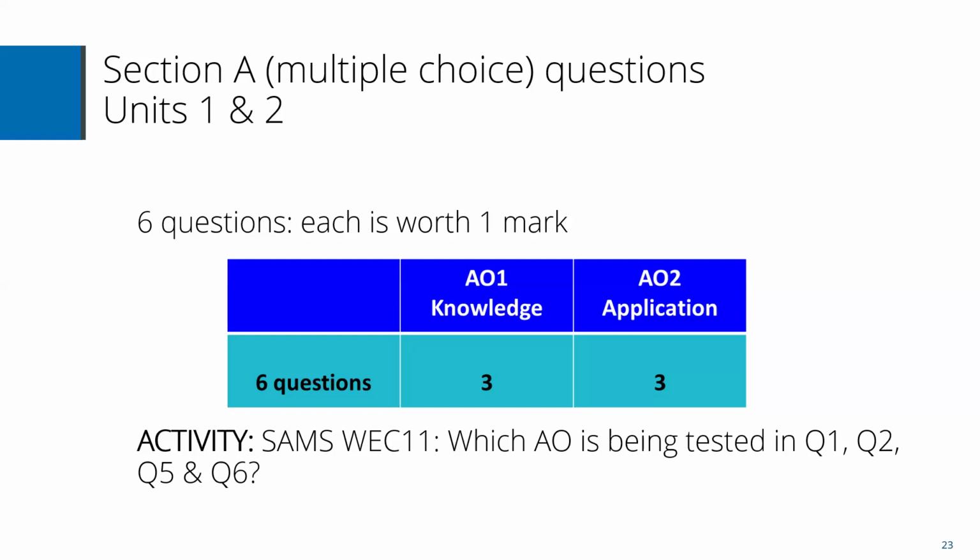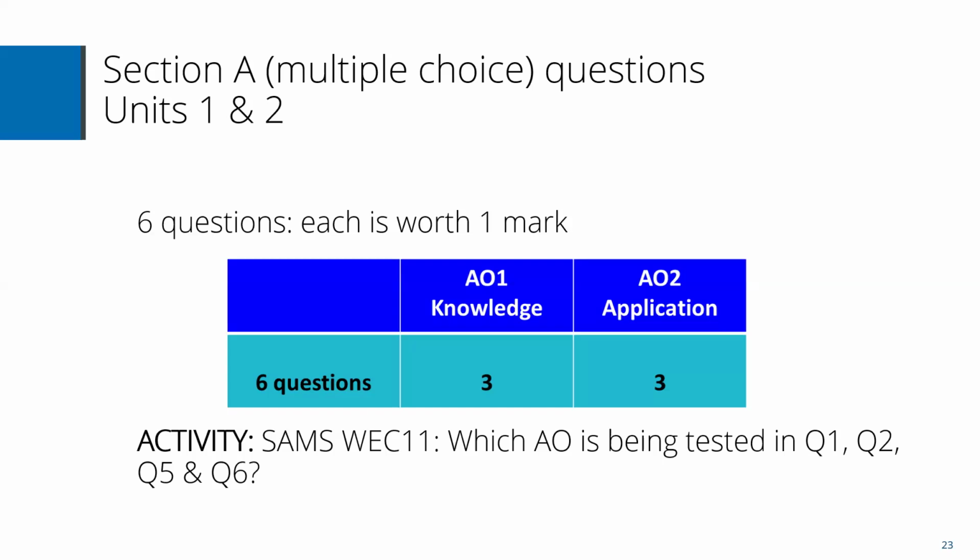1 mark. Now, if you were to look at any of the past papers, and there are many, many of those on the website now, because we've had quite a lot of series, but also in the SAMs, the sample assessment materials, you will see that there are those 6 questions. 3 of them are testing AO1 knowledge, and 3 of them are testing AO2 application.